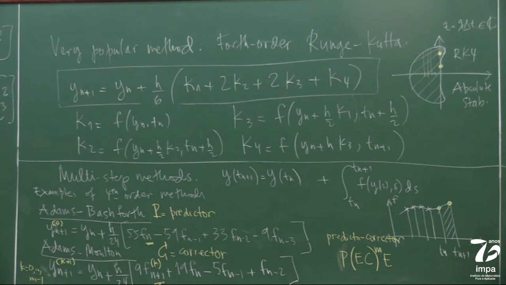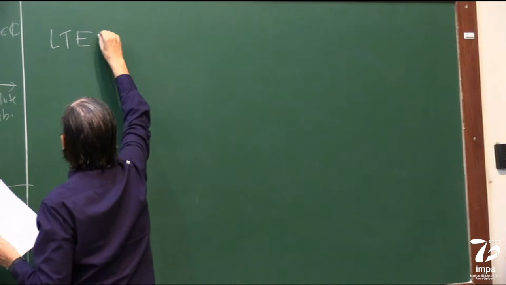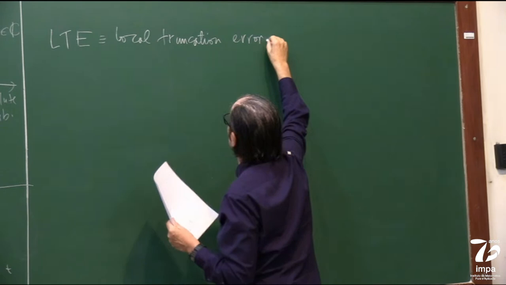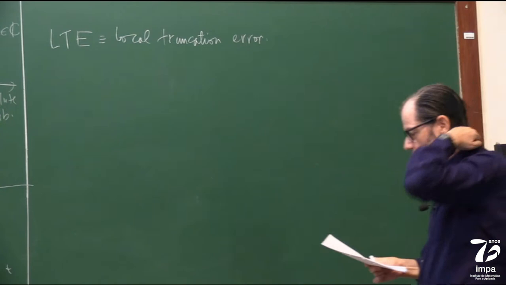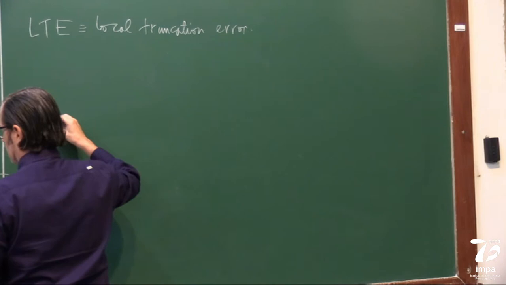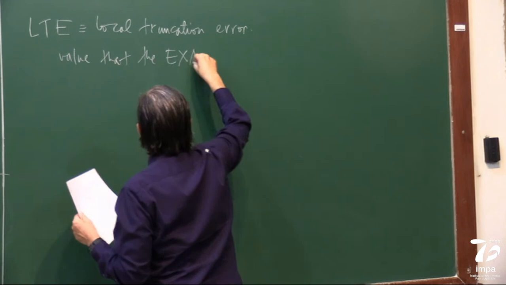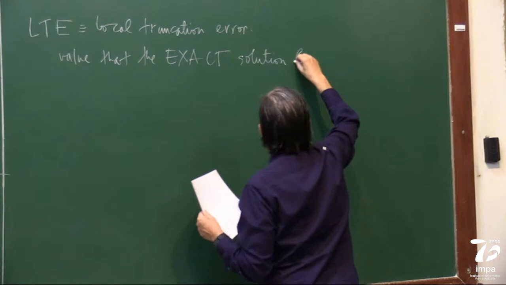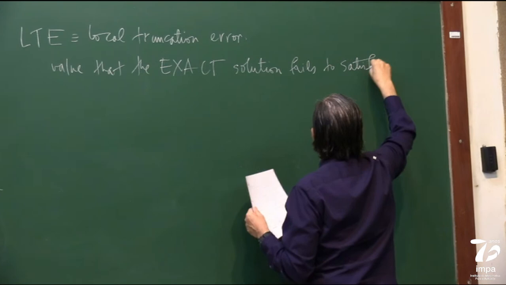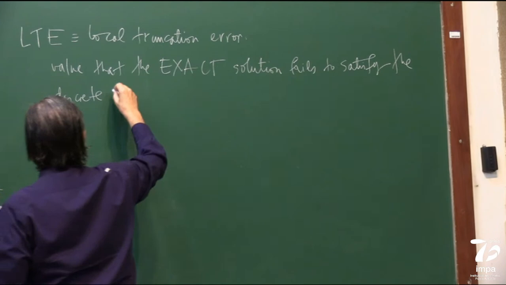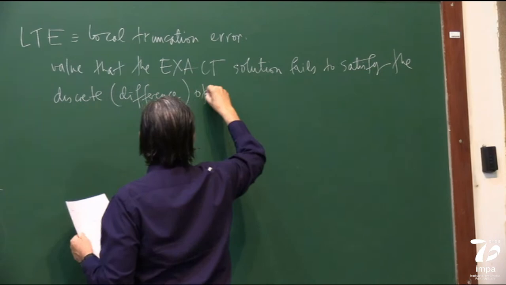So now here's an important definition that some of you, I'm sure, already have learned. This is called local truncation error. So let me write here. The local truncation error is the value that, now pay attention to this, the exact solution fails to satisfy the discrete, and here discrete we mean difference, operator.